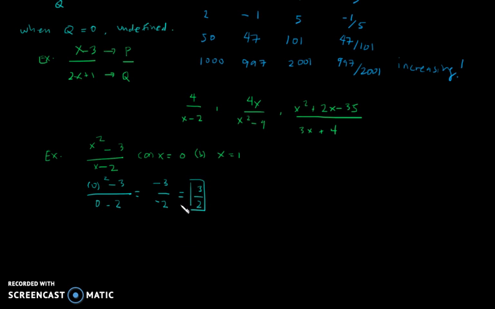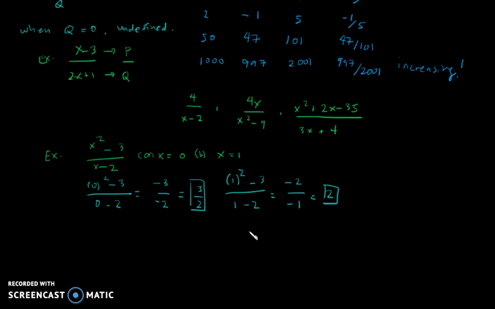Okay. Now, how about for x is equal to 1? Same solution. I'm going to substitute 1 into x. 1 squared minus 3, all over 1 minus 2. So I have 1 squared, that is 1, minus 3, that will be negative 2, all over 1 minus 2, which is negative 1. And again, both are negative, so it will cancel out. So the answer would be 2.